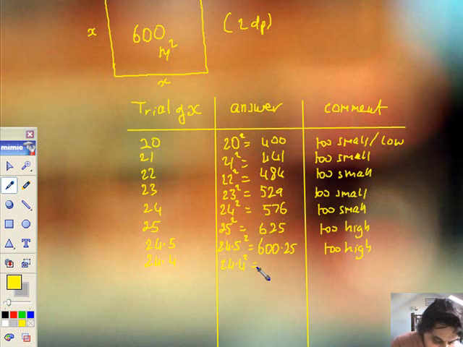24.4 squared, button, equals 595.36, but that's gone way too low. We want 600, as close as we can get it. So that's too low. Right, so now I'm going to go to 2 decimal places.